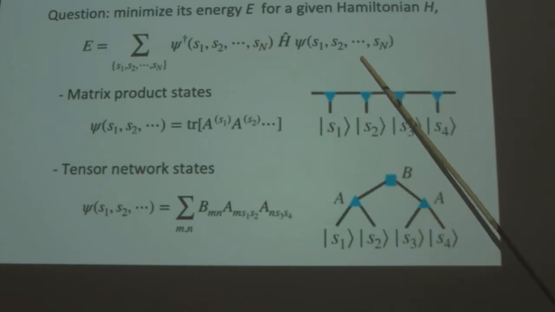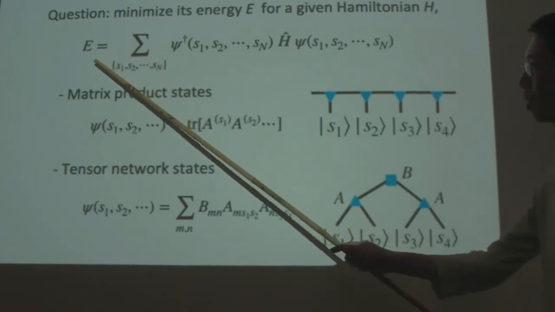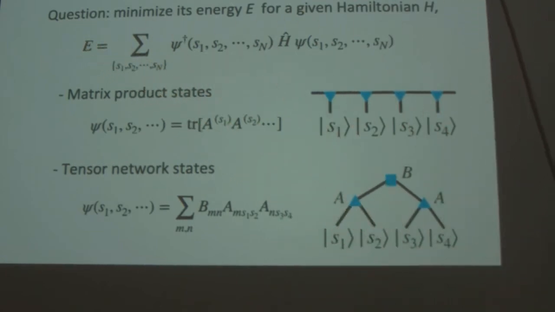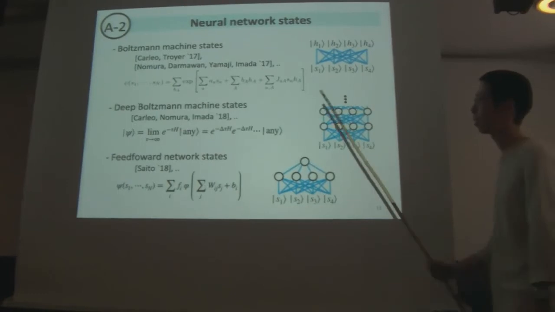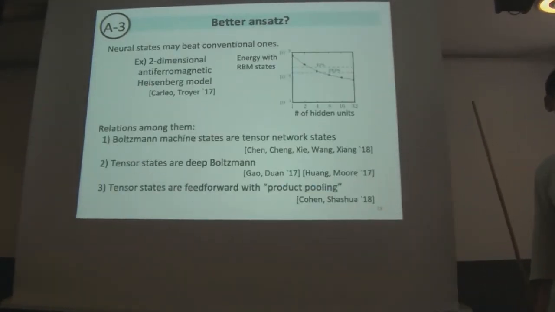And you use this ansatz to minimize the Hamiltonian. The Hamiltonian is given by this. The energy for a given Hamiltonian is given by this. And assume this as a loss function and make it lower, then you get the ground state wave function. So in this way, condensed matter people use this Boltzmann machine wave function to find the ground state wave function.